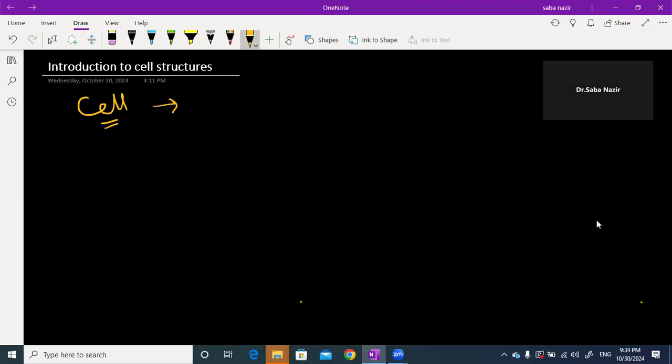Today we are going to discuss the basic concept about the structure of the cell. The word cell has been derived from a Latin word, cellula, which means compartment.